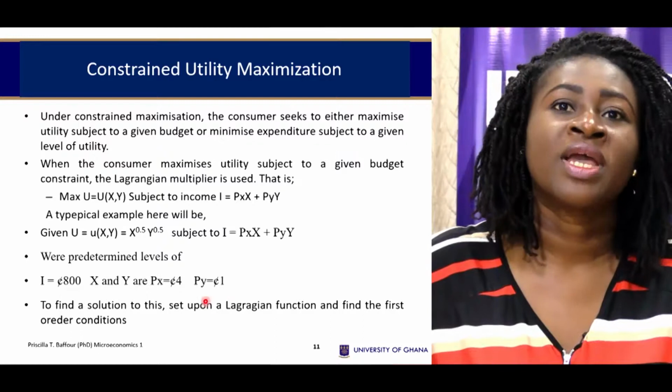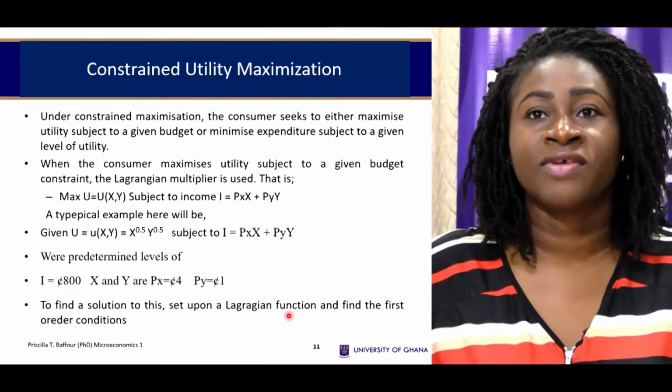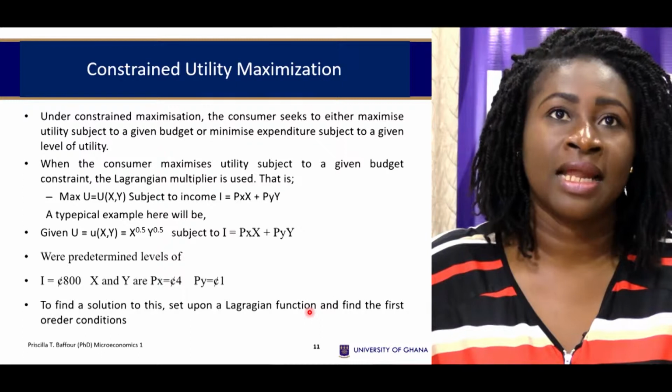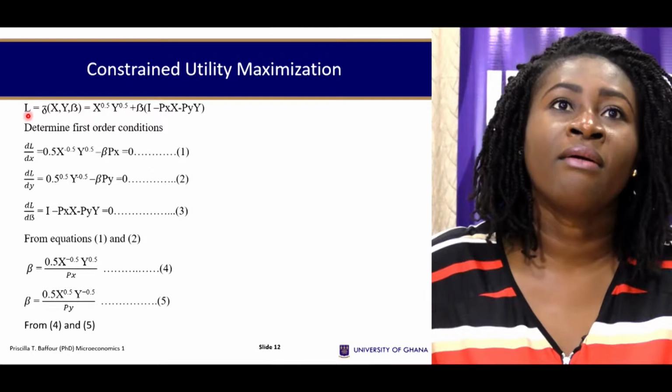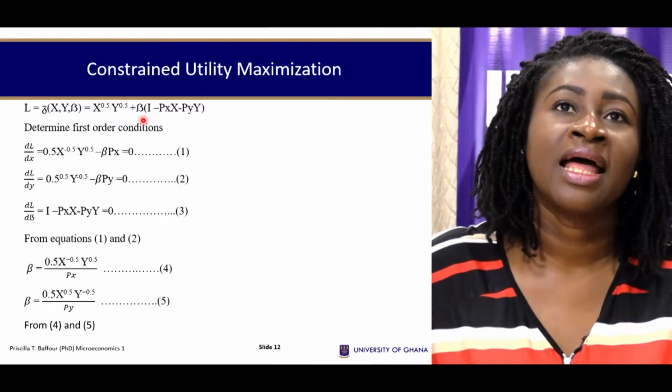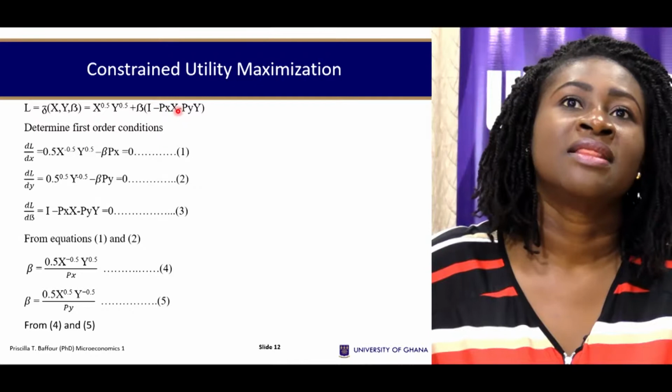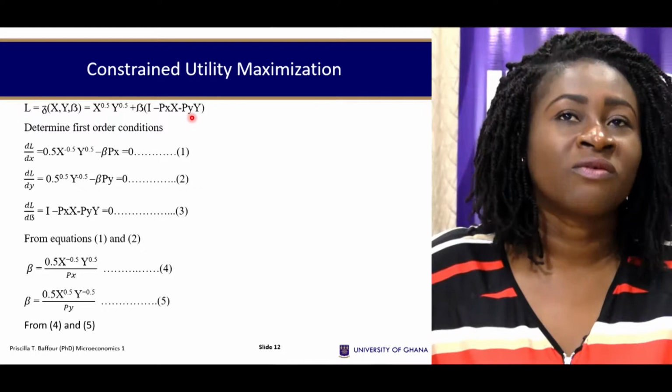We can find her optimum bundles of both goods by using the Lagrangian function, which I know you have been introduced to in your mathematics class. So we set up our Lagrangian function where L is a function of the utility plus a certain multiplier, times the expenditure constraint: income minus the price of X times the quantity of X purchased, minus the price of Y times the quantity of Y purchased.